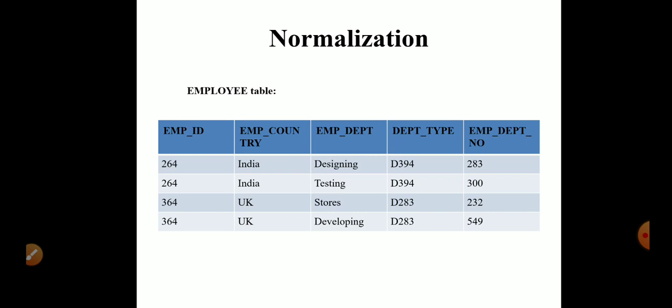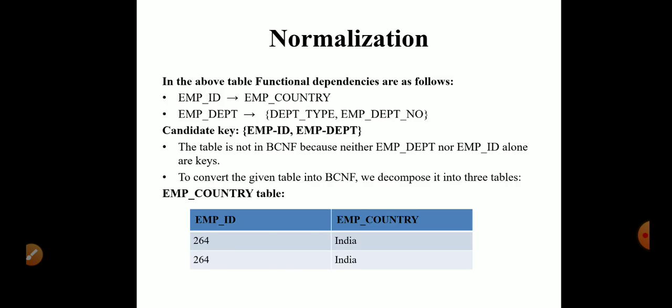So the functional dependencies of the table are: employee ID tends to employee country, and employee department tends to the subsets department type and employee department number. The candidate key will be the combination of two attributes, that is employee ID and employee department. So the table is not in Boyce-Codd normal form because neither employee department nor employee ID alone is the key. So to convert the given table into BCNF, we decompose it into three tables.